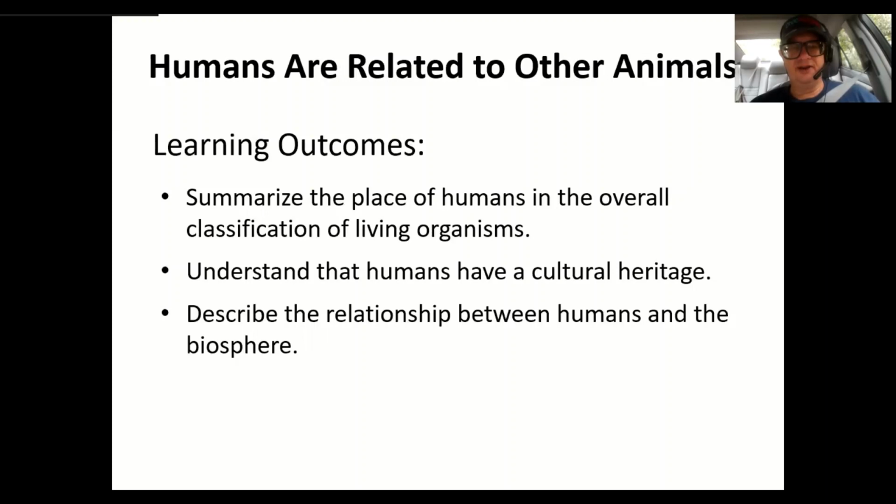So humans are related to other animals. Yeah, no big deal. Summarize the place of humans in the overall classification of living organisms. What we're going to be talking about there is probably taxonomy. And taxonomy, the big thing to remember, there's an acronym: Did King Philip come over for ginger snaps? That's domain, kingdom, phylum, class, order, family, genus, species. Anyway, we'll get through that. Then we'll talk about culture, how that's important and different from biology, and the relationship between humans and the biosphere.